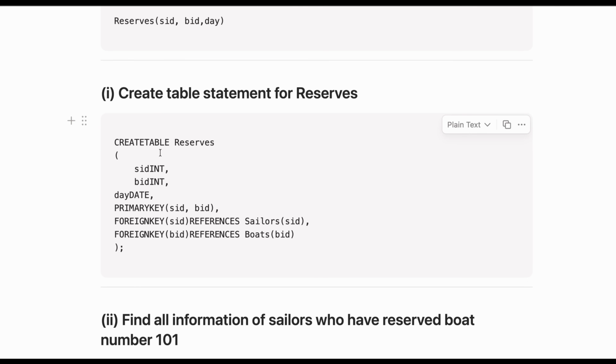So for that, what do we have to do? Here we simply create a table named reserves. It contains SID, BID and day. The combination of SID and BID forms the primary key. Also SID is a foreign key referencing sailors and BID is a foreign key referencing boats. This creates the relationship between all three tables. So we can clearly understand the first one.